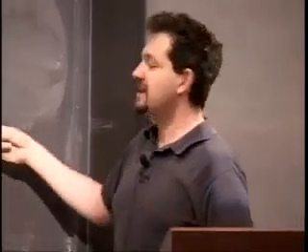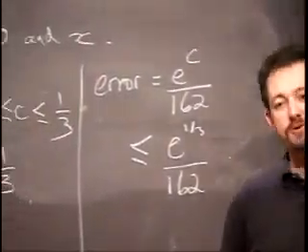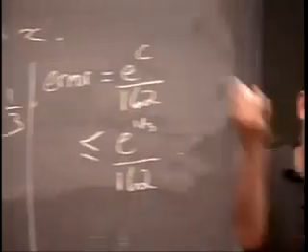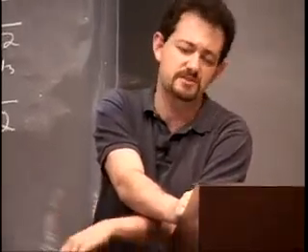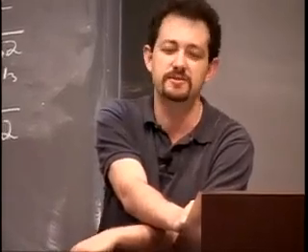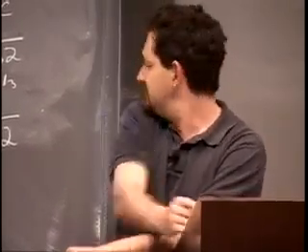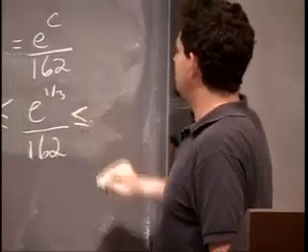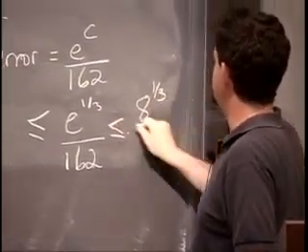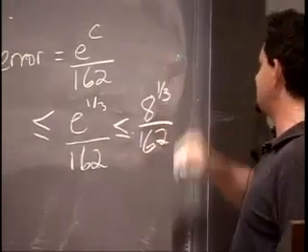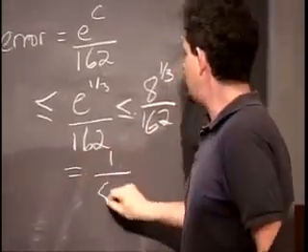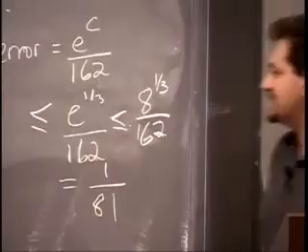So I'm going to do the crudest estimate that I can to get a handle on how big e to the 1/3 is. What's e? 2.7. The third is the cube root. What's a number bigger than e that you can take the cube root of? It's not too much bigger, but what's the smallest easy-to-take-a-cube-root-of number bigger than e? 8. So I'm just going to say this is certainly less than 8 to the 1/3 over 162. And 8 to the 1/3 is 2, so this is 1 over 81. So that's my estimate for the error.